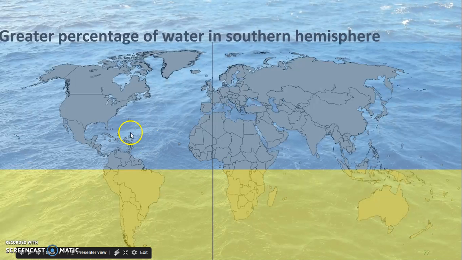So let's look at a map now like I was talking about. You can see the ratio of landmass being greater up in the northern versus the southern hemisphere. So we're getting a little bit more ocean in our southern hemisphere.